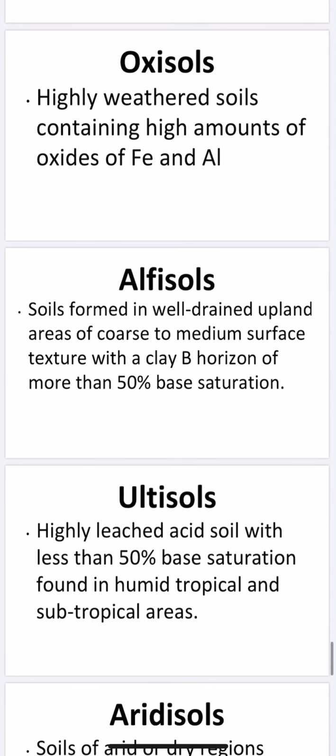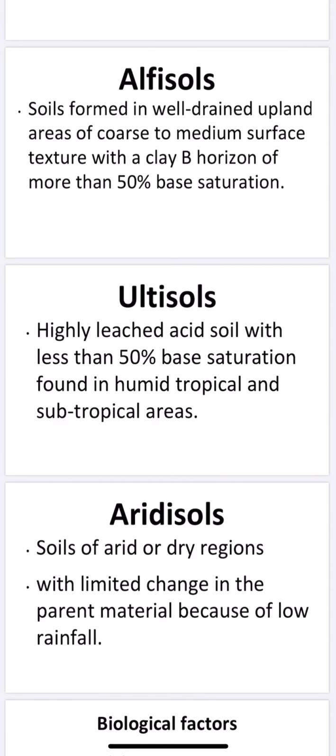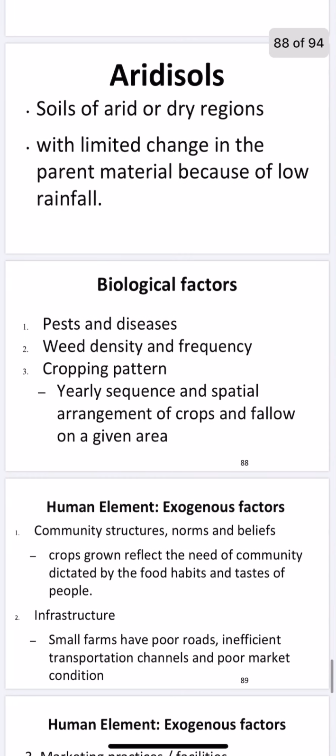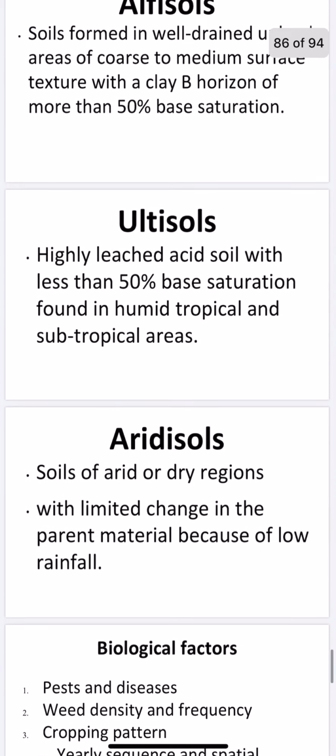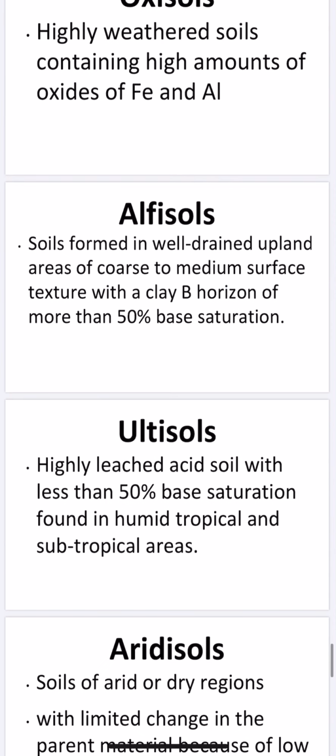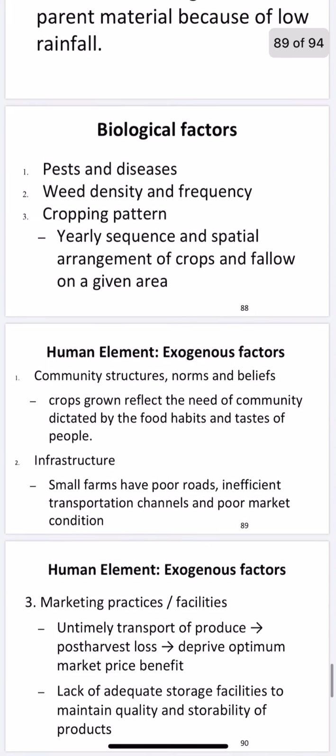We also have alfisols. These are soils formed in well-drained upland areas of coarse to medium surface texture with a clayey horizon of more than 50% base saturation. And we also have ultisols, highly leached acid soils with less than 50% base saturation found in humid tropical and subtropical areas. And aridisols, soils of arid and dry regions with limited change in the parent material because of the low rainfall. So these are the classifications of soils in the tropics: oxisols, alfisols, ultisols, and aridisols.